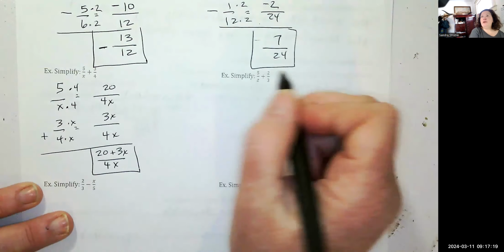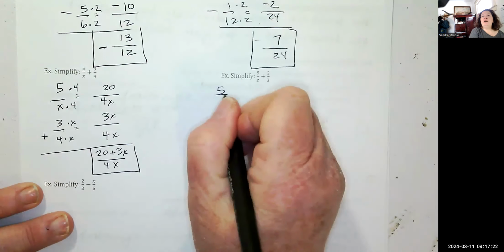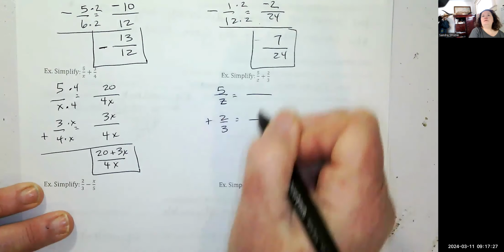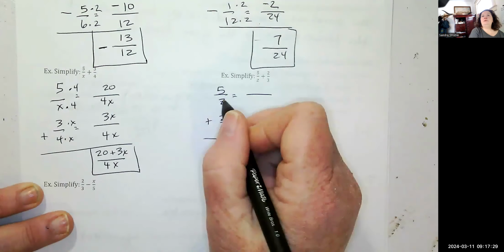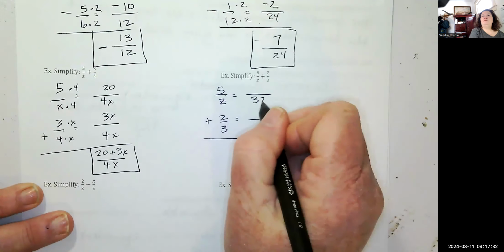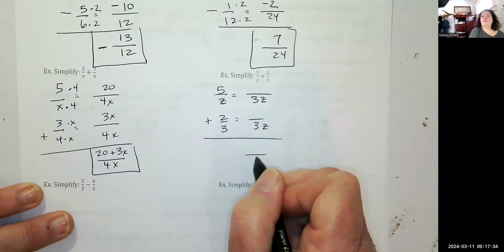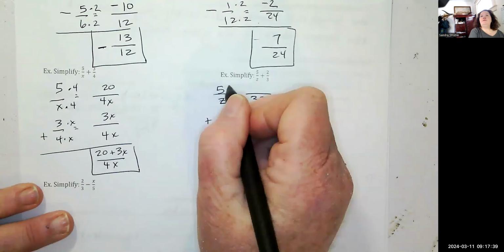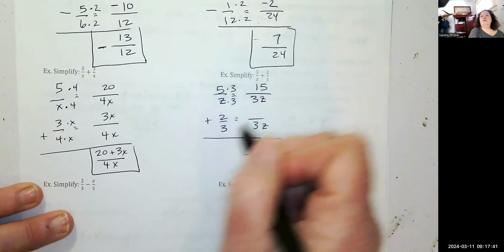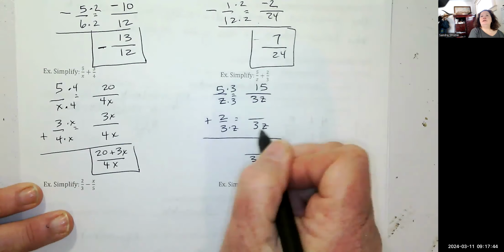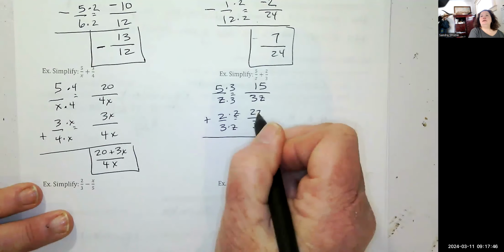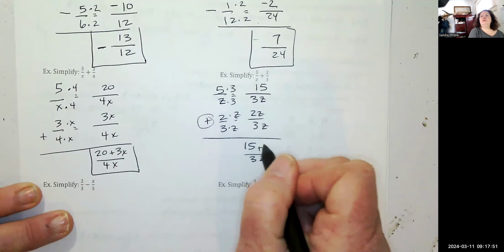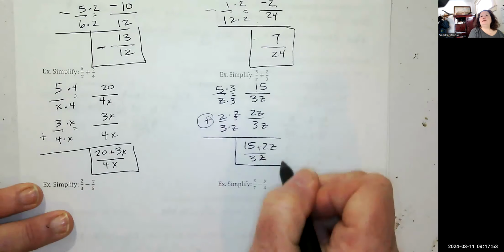5 over z, pause the video and attempt this one yourself. 5 over z plus 2/3. Common denominator is 3z. All right, z times 3 is 3z, so 5 times 3 is 15. 3 times z is 3z, so 2 times z is 2z. Finally, we add: 15 plus 2z over 3z is our answer.